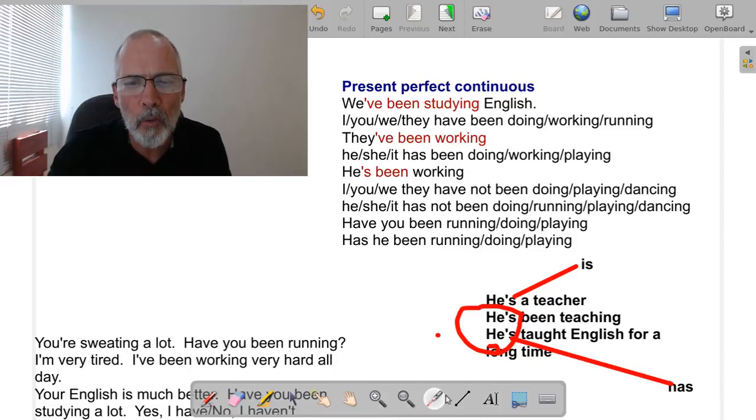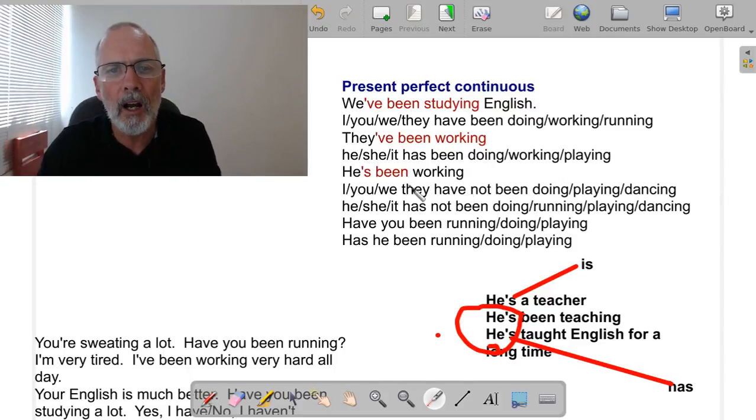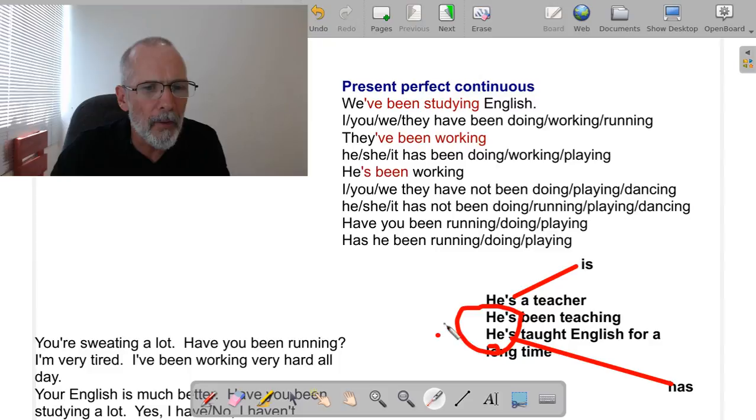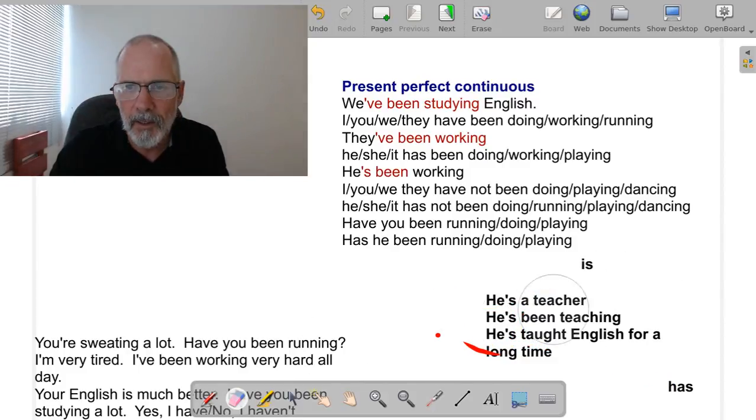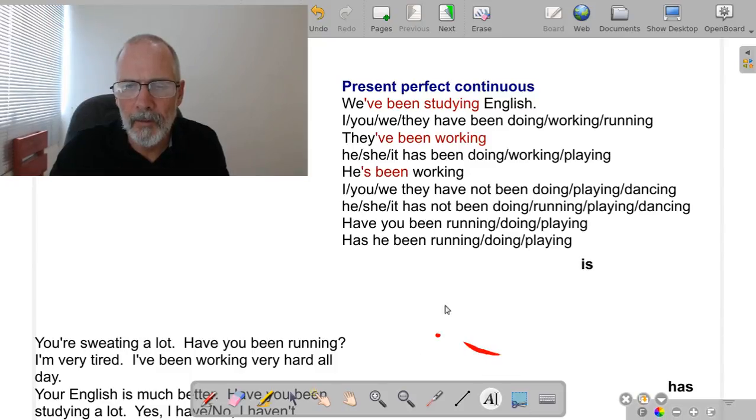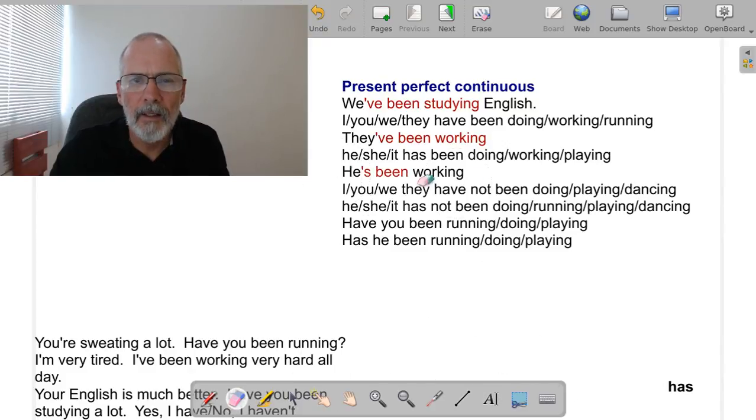So let's go back, let's return to the present perfect continuous. So here we have the contraction, he's been working, they've been working, he's been working, you've been working, I've been working. And what about the negative? I think I'll actually erase this now because it's getting in the way. Let's move that out the way. Get rid of that so that I can type some more in here.